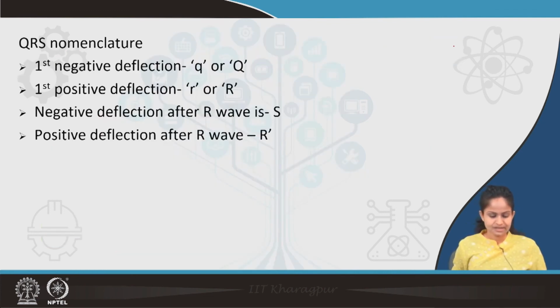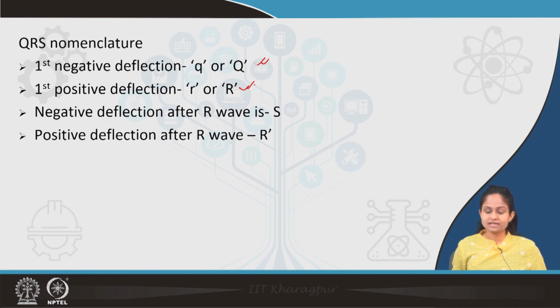As per the QRS nomenclature, we must remember the first negative deflection which occurs after the P wave is the Q wave. It can be a small q or a large Q, depending on the amplitude of the deflection. If the amplitude of the wave is less than 3 small squares, generally we refer to it with the smaller alphabetical letter. Then the first positive deflection is the R wave. It can be a small r or a large R, depending on the amplitude.